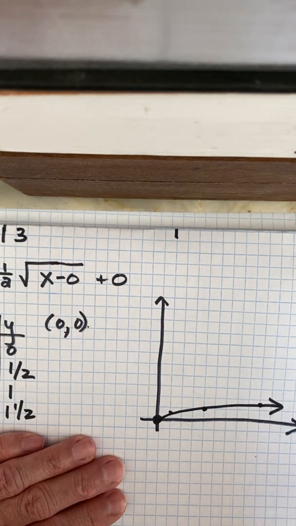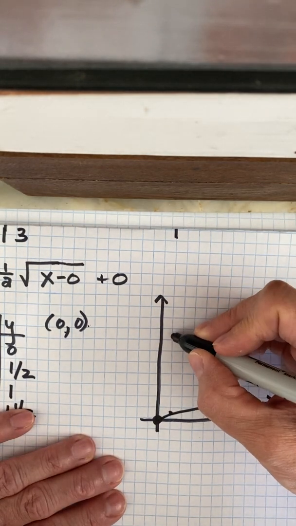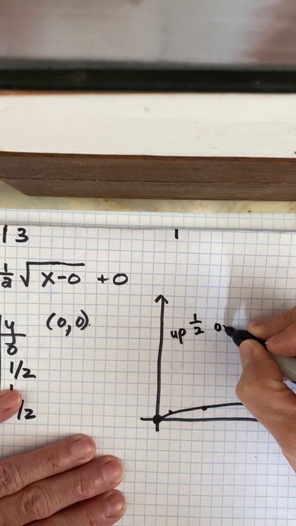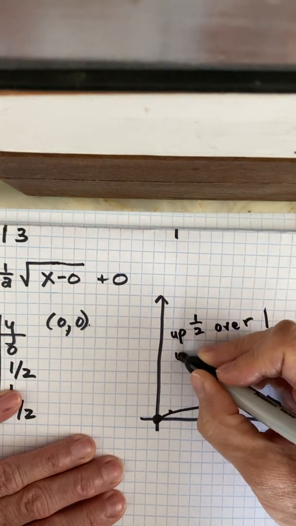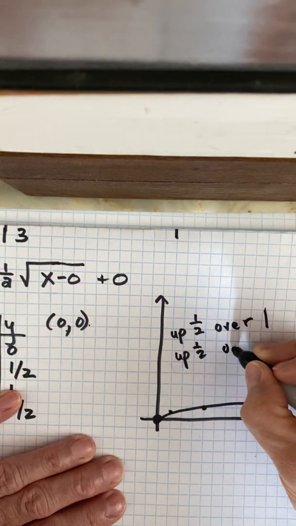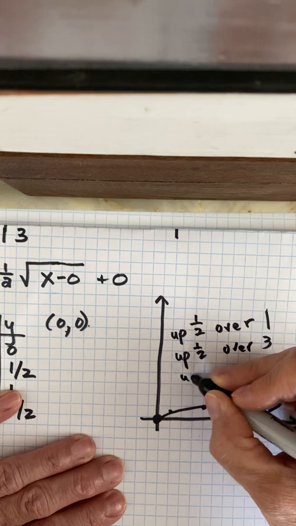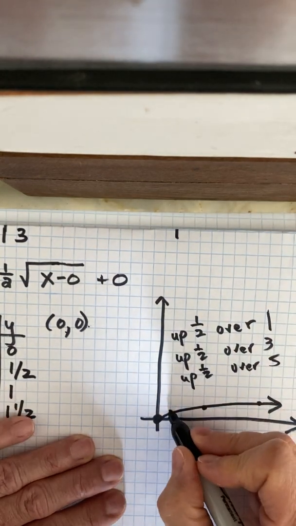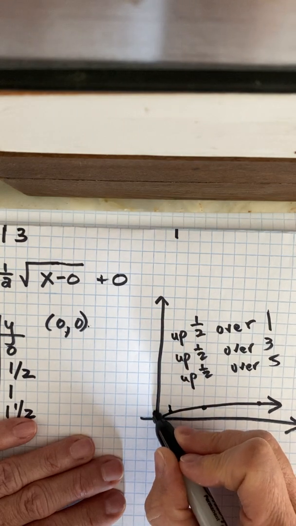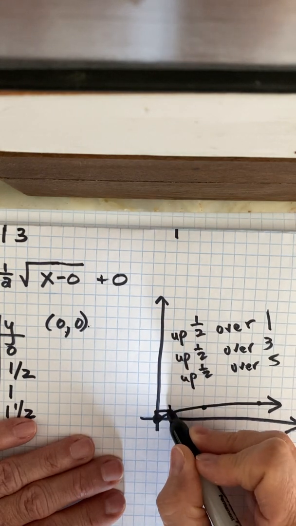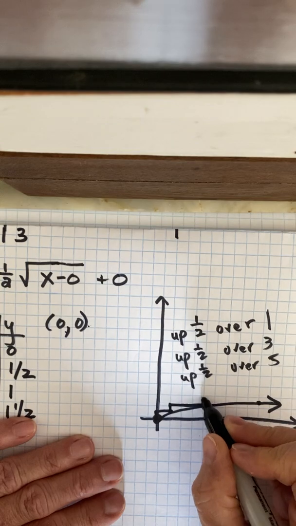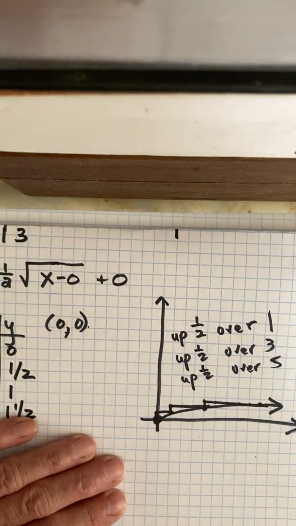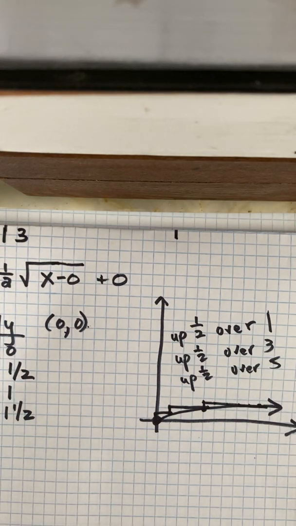But let's try the shortcut method. Now the shortcut method says go up A. In this case, A is 1/2, over 1. Up A, which is 1/2, over 3. And up A, which is 1/2, over 5. Let's see if it works. We go up 1/2, start here. Up 1/2 over 1. Up 1/2 over 3. Up 1/2 over 5. And the shortcut method works, okay?